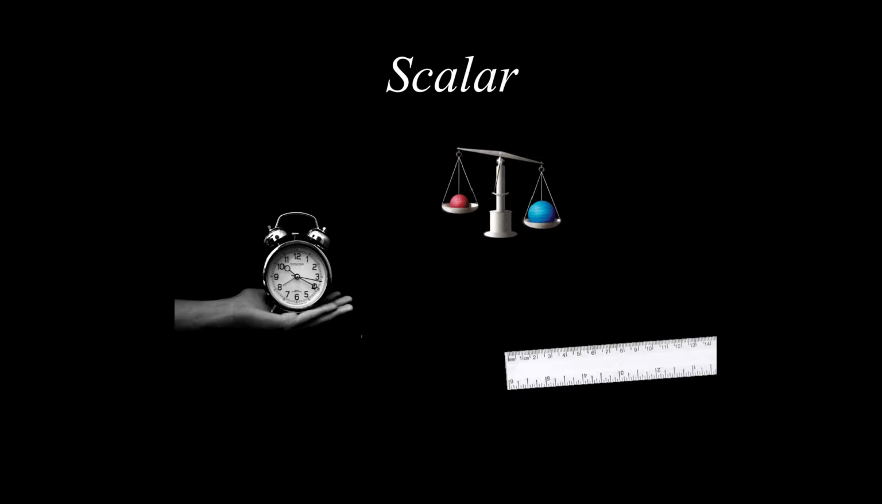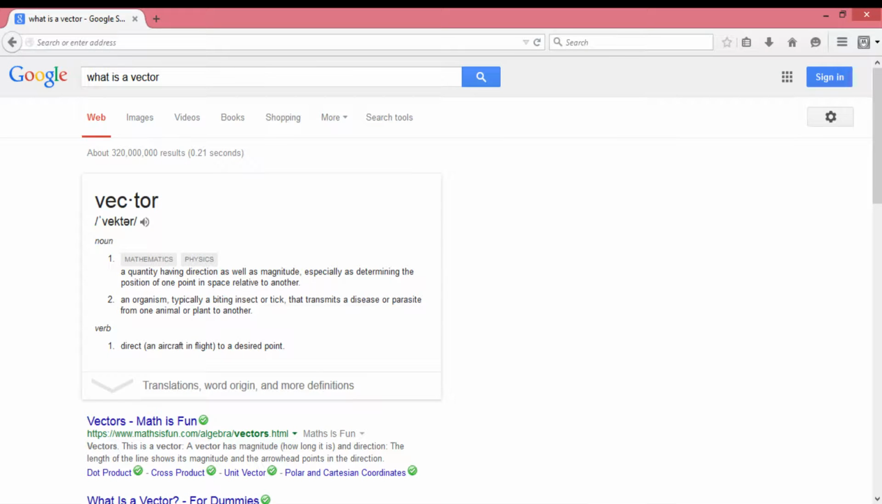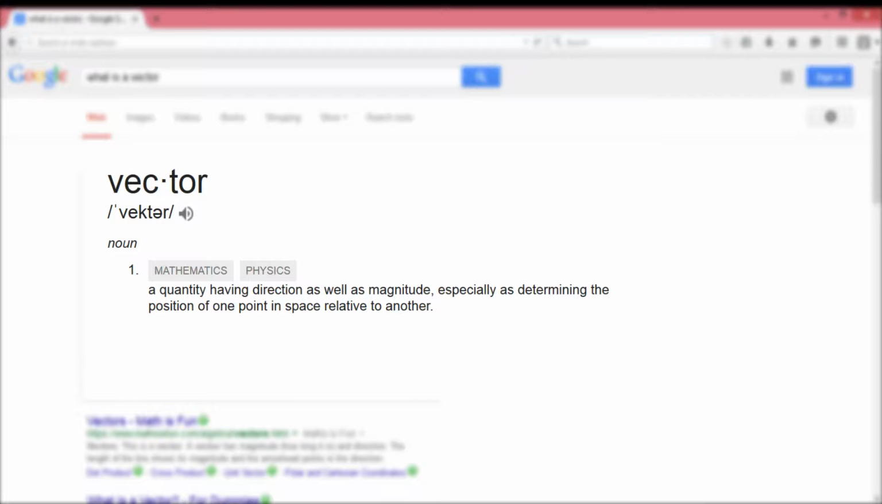Momentum and impulse are vector quantities, not scalar, and scalars are things that only have magnitude, like time, mass, length. They're more like vector quantities. Vector is, I don't know, I had to look it up. So it's a quantity having direction as well as magnitude, especially in determining the position of one point in space relative to another.